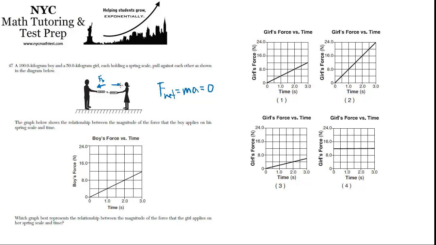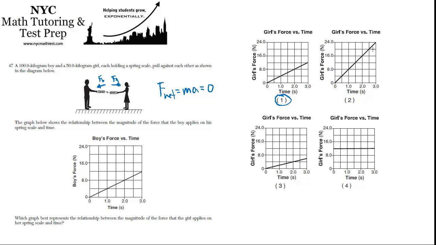opposite to the force that she's pulling with, force of the girl. And if he's changing how much force he's pulling with over time, then she had better change to match him so that they continue to be equal. Otherwise, the system will accelerate. Somebody's going to move. Okay, so if he's going from 0 to 12 linearly over the course of 3 seconds, she's going to go from 0 to 12 linearly over the course of 3 seconds, and that corresponds to this chart.